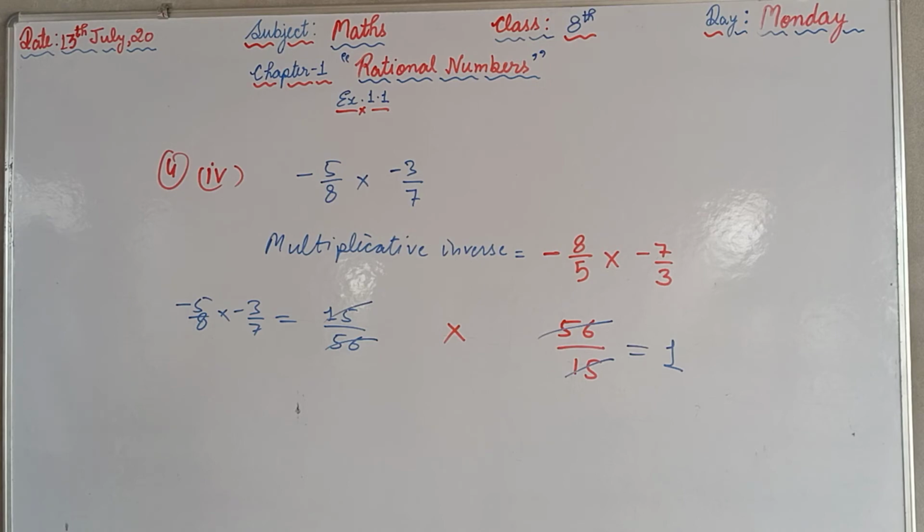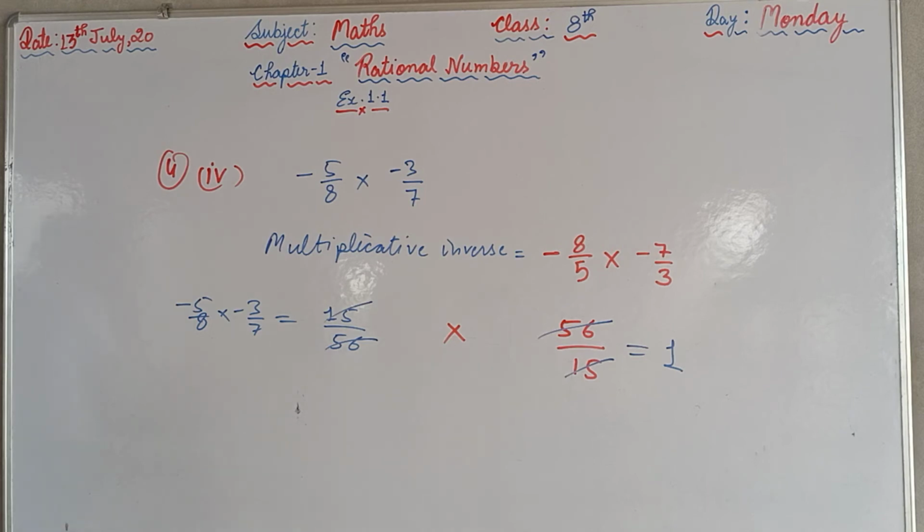In the third part, multiplicative identity, that is the multiplicative identity. If you multiply any number by its multiplicative inverse, then we will get 1. So that is the multiplicative identity.